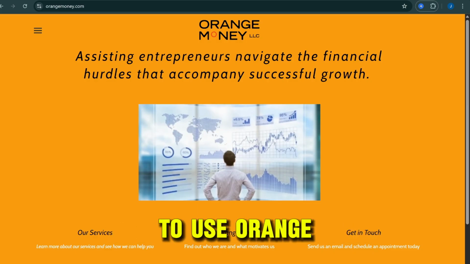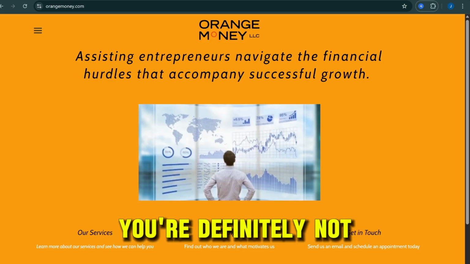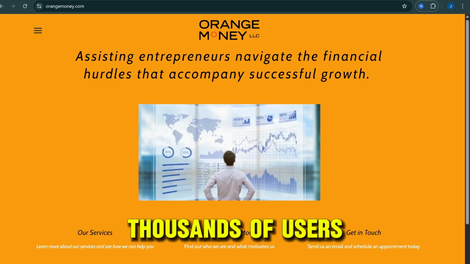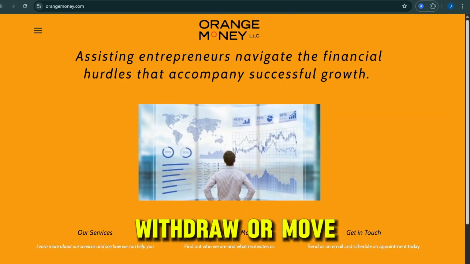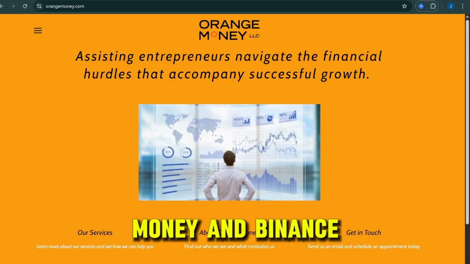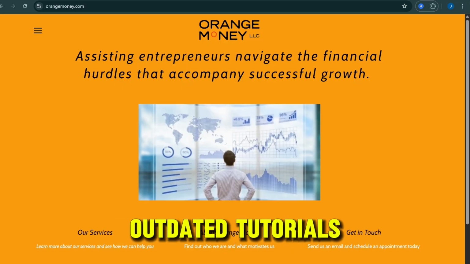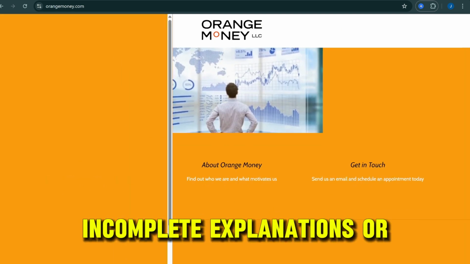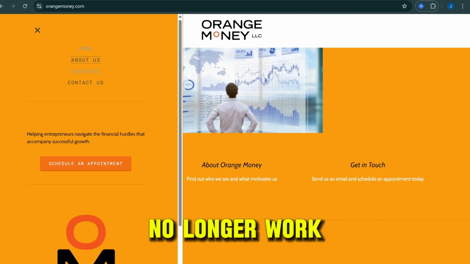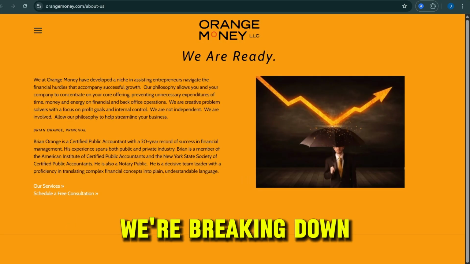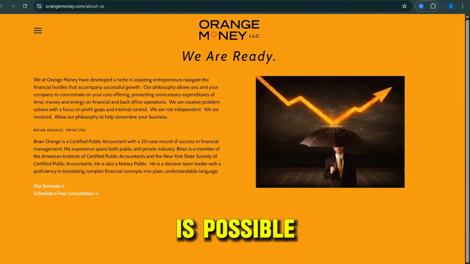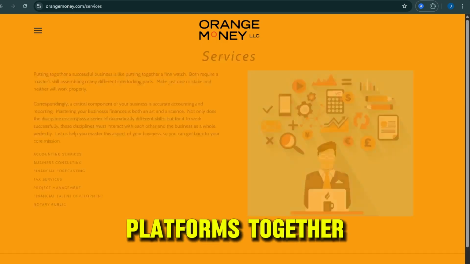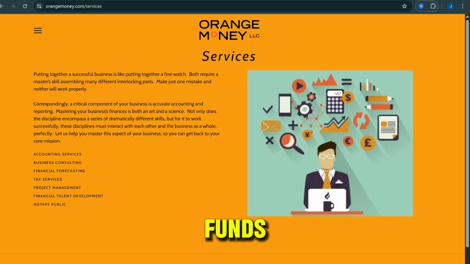If you're trying to use Orange Money with Binance, you're definitely not alone. In 2026, thousands of users search every single month for ways to deposit, withdraw, or move funds between Orange Money and Binance, and most of them run into outdated tutorials, incomplete explanations, or methods that simply no longer work. So today, we're breaking down how Orange Money and Binance really interact in 2026, what is possible, what is not, and the safest, most realistic ways to use both platforms together without risking your funds.